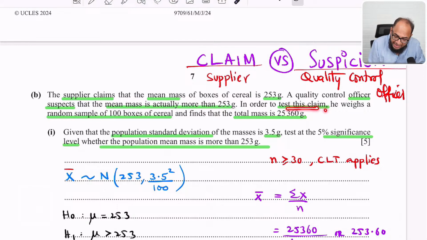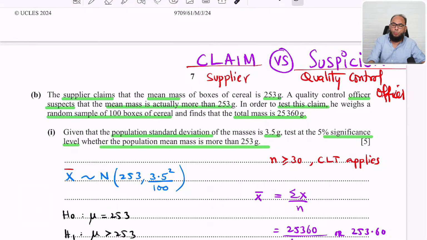In order to test this claim, he weighs a random sample of 100 boxes of cereal and finds that the total mass is this much. Given that the population standard deviation of the masses is 3.5, test at the 5% significance level whether the population mean is more than 253.